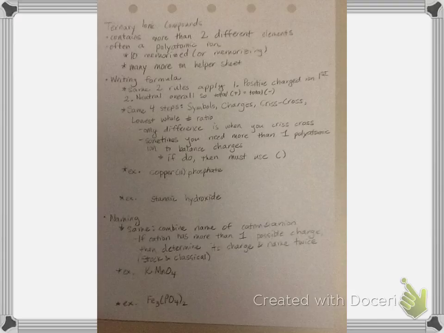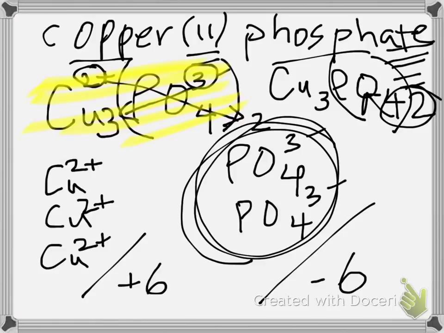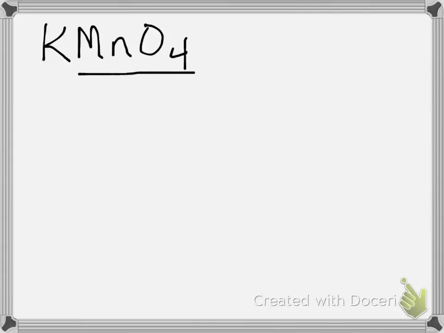So that is, in a nutshell, how you write the formulas. Naming ionic compounds, ternary ionic compounds, is the same as a binary ionic compound. We combine the names of our cations and our anions. So if we look at something like KMnO4, again, that same question being, is this ionic or molecular? Hopefully you recognize this. This is a polyatomic ion you have memorized. So that means it's an ionic compound.